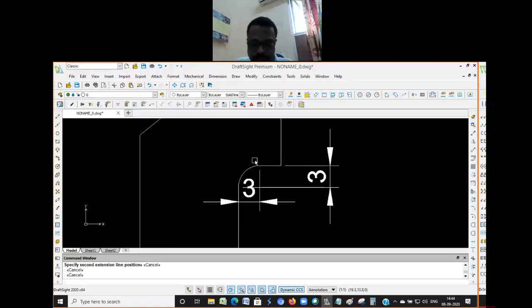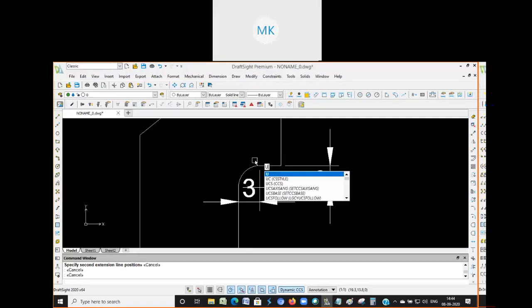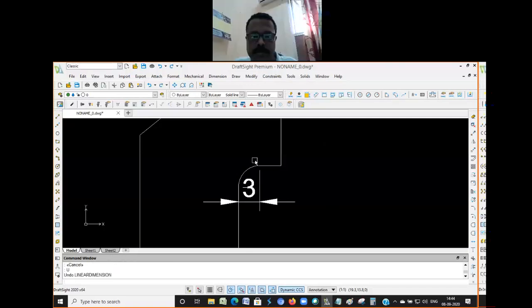Sure. So in order to go back, what command should I use just to go back a few steps? Undo. So for undo, what should I type? Control plus Z. Control Z or simply U. Okay, U. You can type U. See?